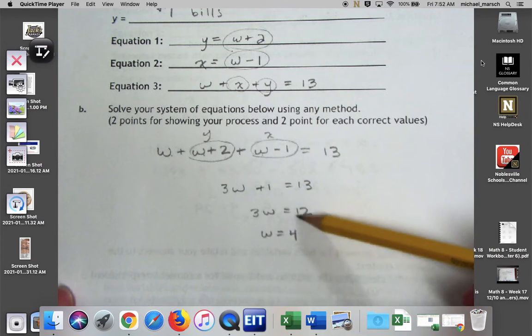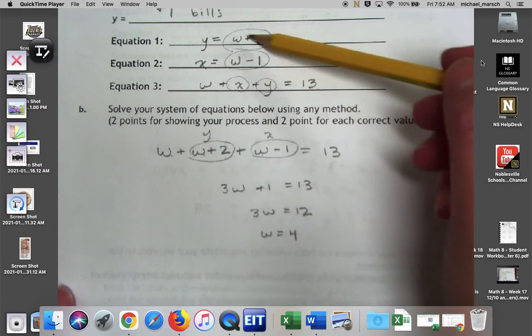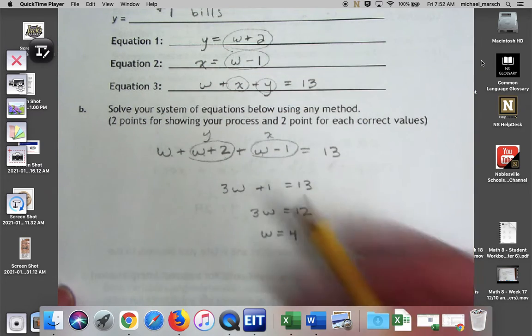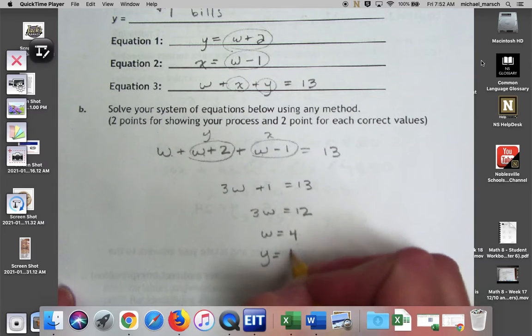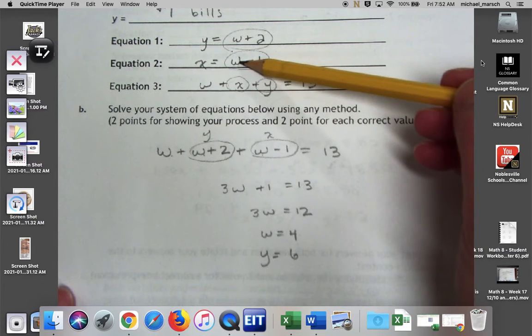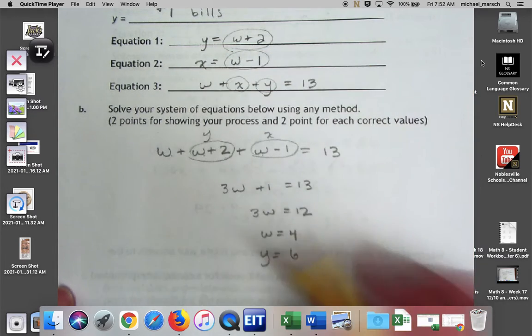So if w equals 4, that tells me how many $5 bills I have, right? So I can put that 4 back in here, and I know that y is going to be 4 plus 2. Y was my $1 bills. So y is going to equal 6 $1 bills. And then I can also put the w here, and this will tell me how many $10 bills I have. 4 minus 1 is 3.